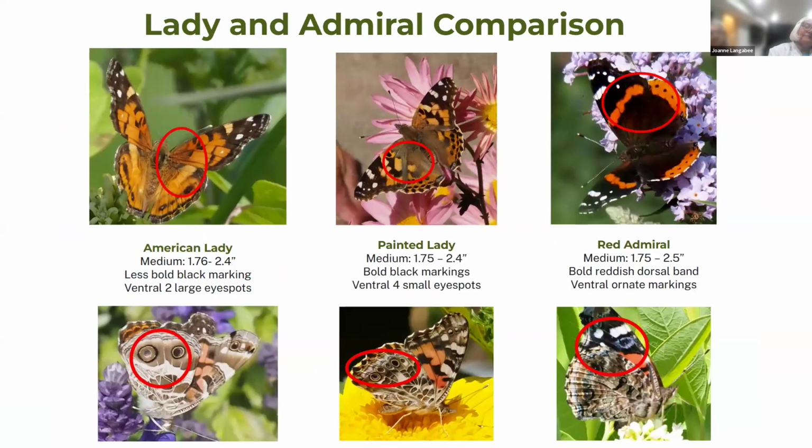All right, comparison. The American lady, if you look in the center near the body, there's less pattern. And a lot of times it's not as dark. Whereas if you look at the painted lady, there is more pattern that goes in closer to the body, and it's a darker color near the body. But the easiest way to tell is to look on the ventral side for two large eye spots that the American lady has.